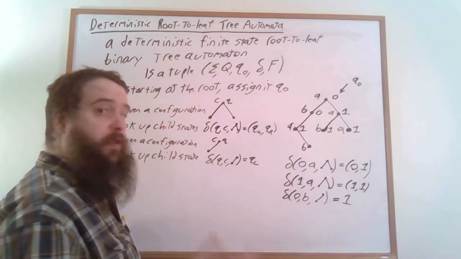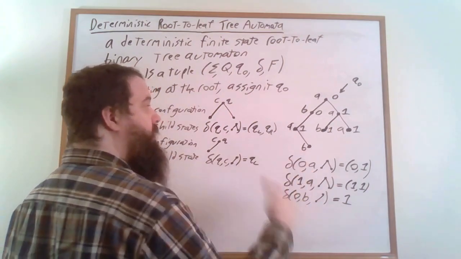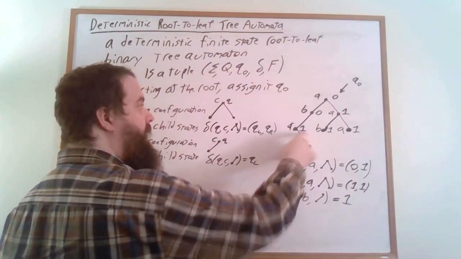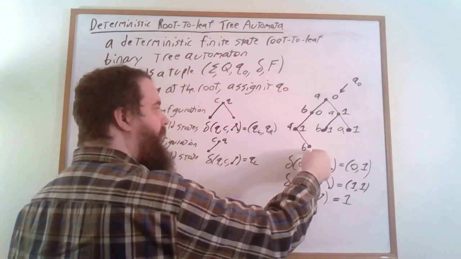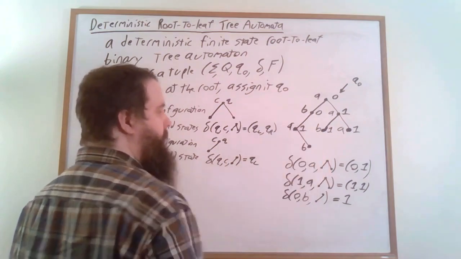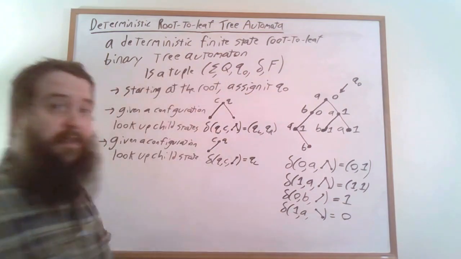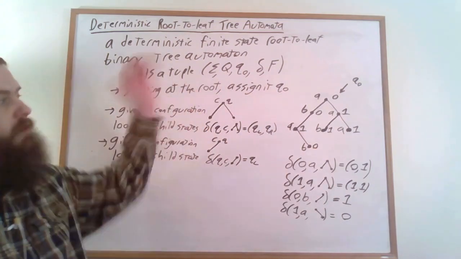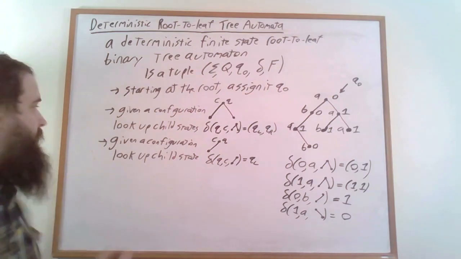And then finally, to work out what state we should associate to this node here, we're going to want to look up what delta of 1a and then a symbol indicating that we only have a right child is. And let's say that that's 0. So starting at the root and working our way down to the leaves, we're going to do this association.